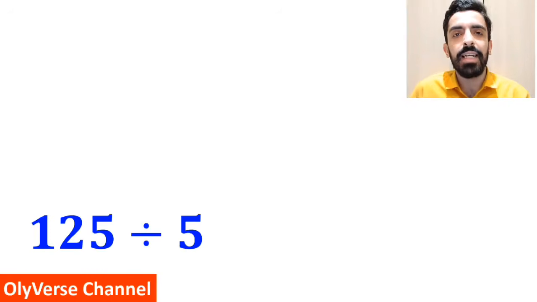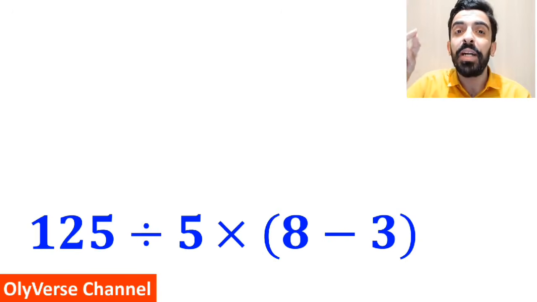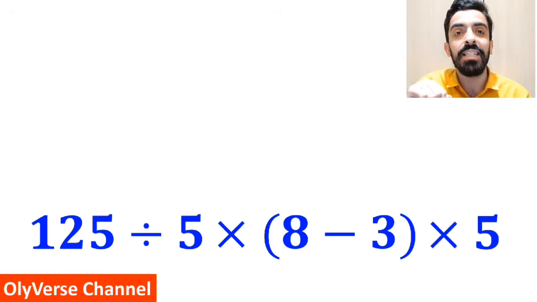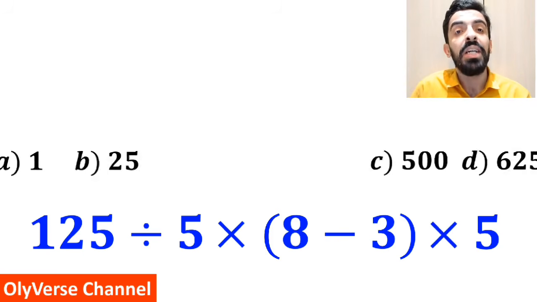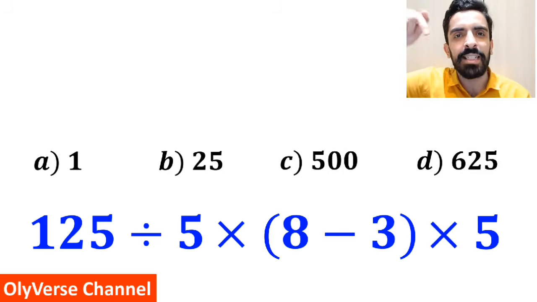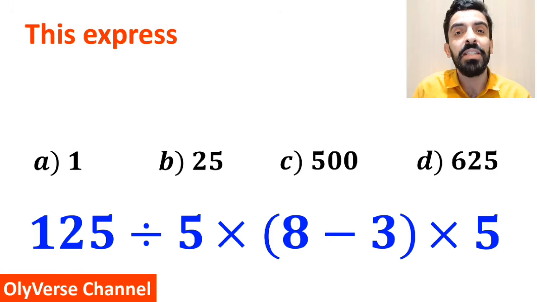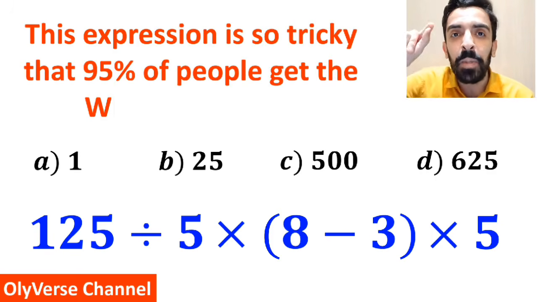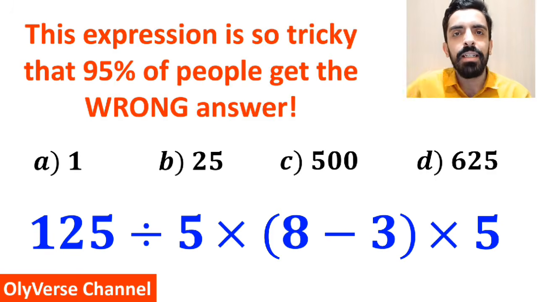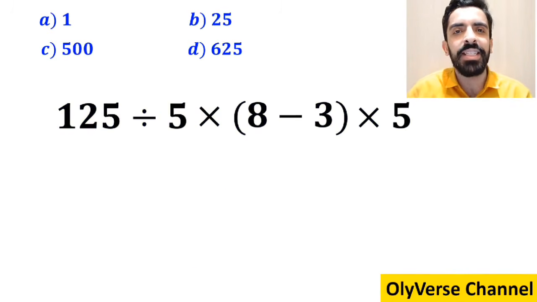What is the value of the expression 125 divided by 5 multiplied by (8 minus 3) and multiplied by 5? Which option do you think is the correct answer to this question? This expression is so tricky that 95% of people get the wrong answer. Let's take a closer look and solve it together.